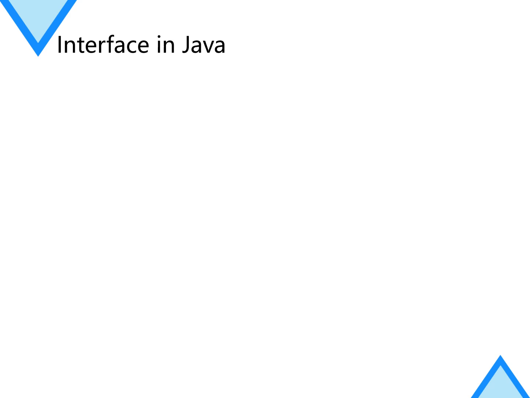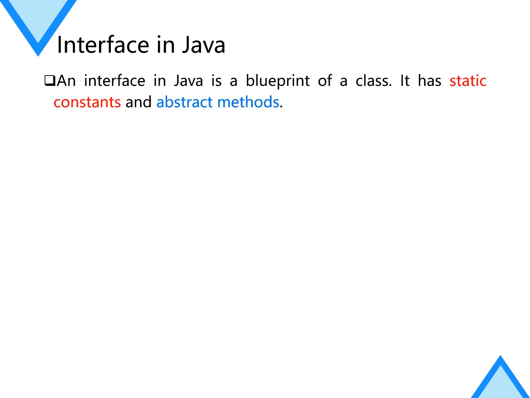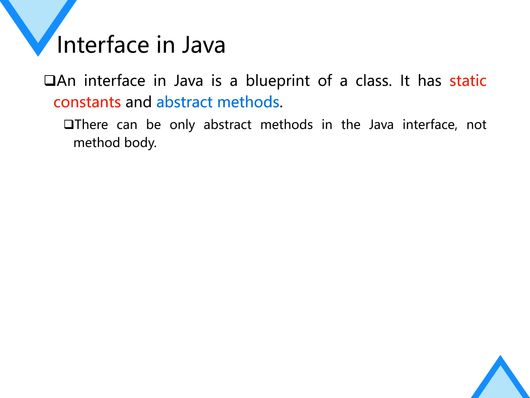In this slide we are going to discuss another concept called interfaces in Java. First of all, we have to define what an interface is. An interface in Java is a blueprint of a class. It is just a structure of a class. It has static, constant and abstract methods. There can be only abstract methods in a Java interface, not a method body. In the interface there will be only the declaration of the method, and that method must be abstract, and there will be no implementation of the abstract method.